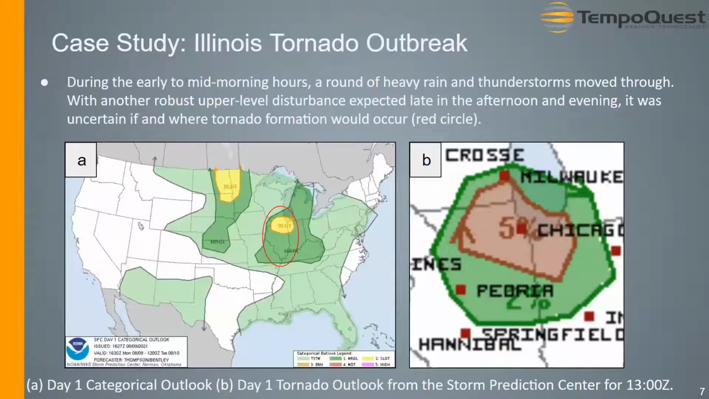The figures below show the categorical outlook on August 9th from the Storm Prediction Center. Northern Illinois during this day was under a slight chance for severe weather and a 5% chance of seeing a tornado within 25 miles of any point. The upper level disturbance that was expected to move through in the late afternoon provided uncertainty in if and where tornado formation would occur.